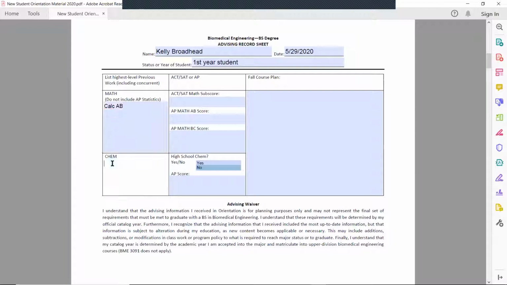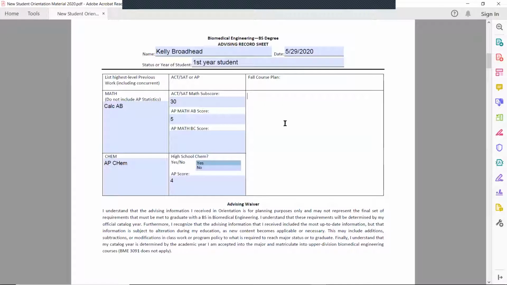And then same thing for chemistry. The last chemistry class I took in high school was AP Chem. So I filled those out. Then I come over here and I put in my ACT score. So my high school math ACT score was a 30. I took the AB exam, got a 5 on it. I did not take the BC exam. And then I took high school chemistry, so I'm going to mark it as yes on here. And then I took AP chemistry, and I got a 4 on it. Okay, so that's the first step.